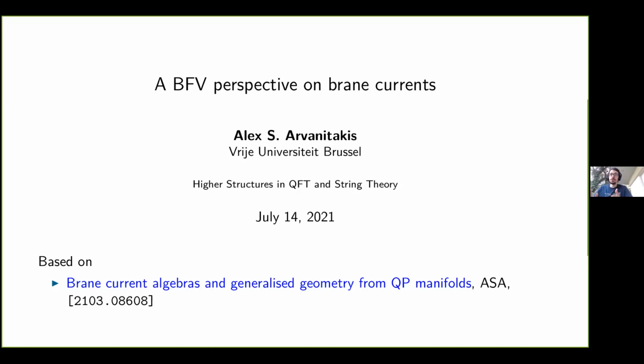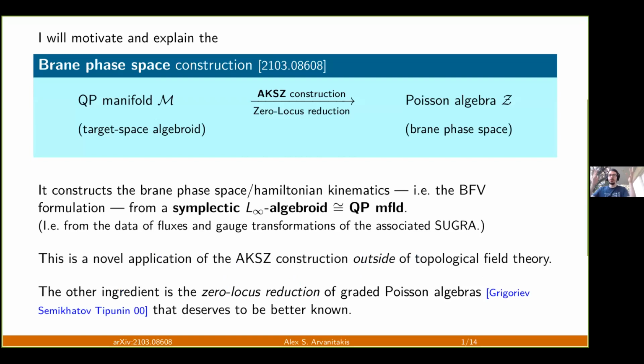And I'm going to talk to you about my lockdown paper, which I wrote mostly last year and which appeared a few months ago this year. So what is this about? Put briefly, it's a construction of a Poisson algebra which describes the phase space of a brane in general, brane meaning strings or higher branes as in string or M theory, given the data of a graded symplectic manifold with a vector field that squares to 0, or a QP manifold.